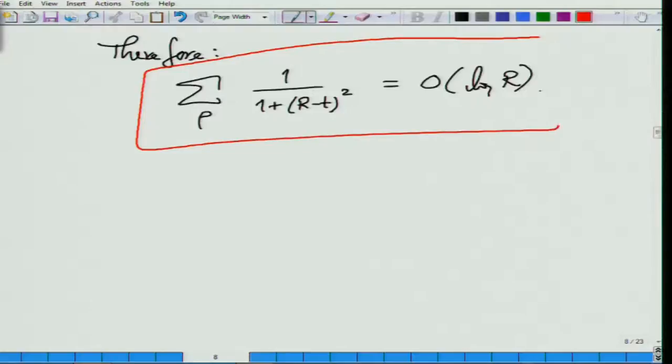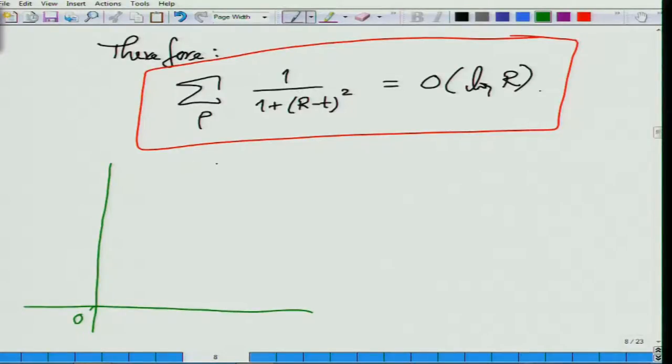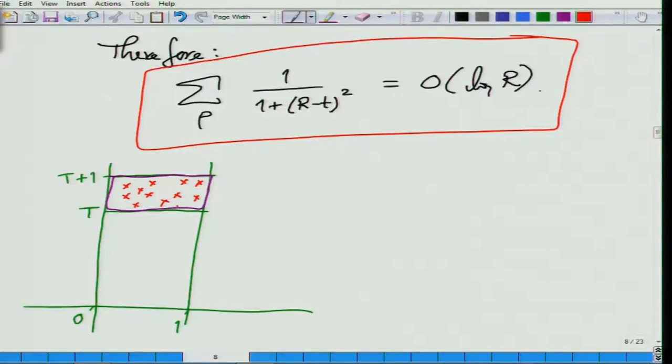This is going to be a very important relationship for us, because it is giving us something very interesting. Let's pull out that diagram again. Let us look at this region. Many zeros will lie in this region, possibly between t and t plus 1, where t is an integer.